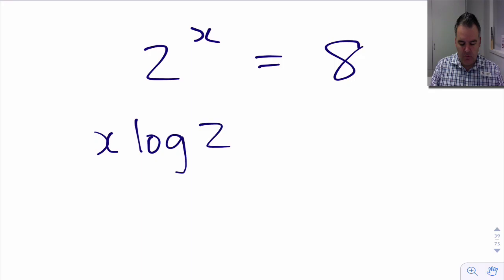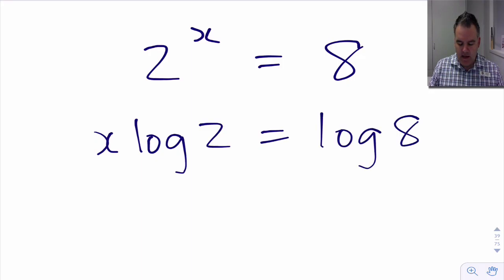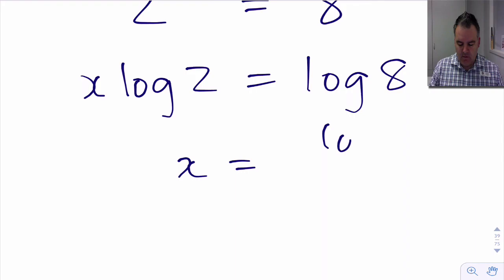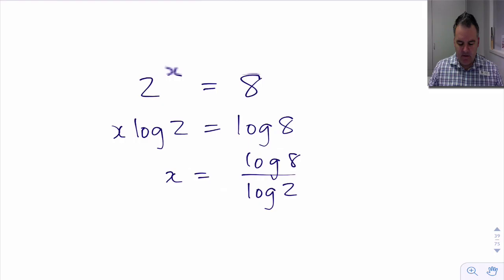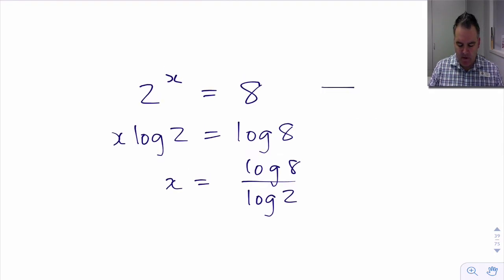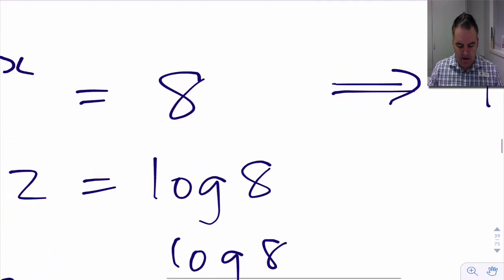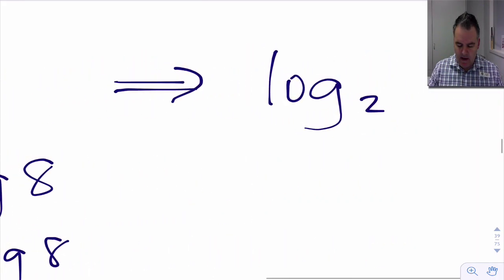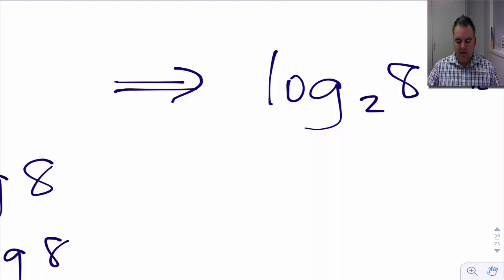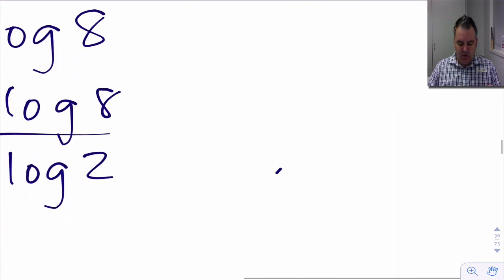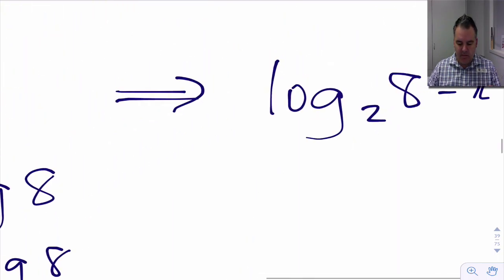We get x log 2 equals log 8. x is log 8 divided by log 2. So we know how to get the answer for that one there. But if I rewrite this statement now as a logarithm statement, then I would get log base 2, because the base is 2 there, of the number 8 is equal to x. So if I want to find what log base 2 of 8 is, you can see that the solution is log 8 over log 2 using this formula.